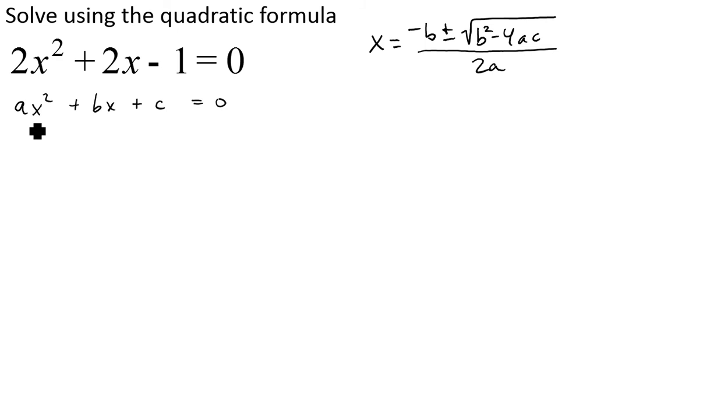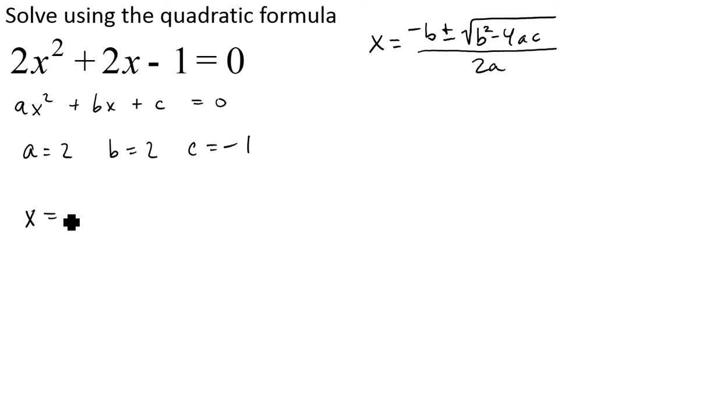So the a is the number part or coefficient attached to the x squared, which in this case is 2. The b is the number part attached to the x, so that's also 2. And the c is the constant term, in this case negative 1. So make sure that you include those minus signs with the numbers that follow them. Now we'll go ahead and take these numbers and plug them into that formula.